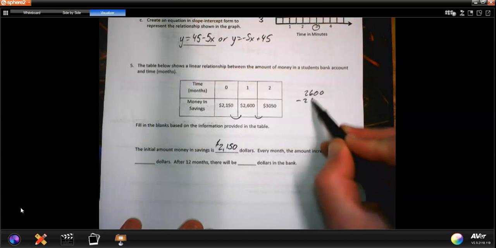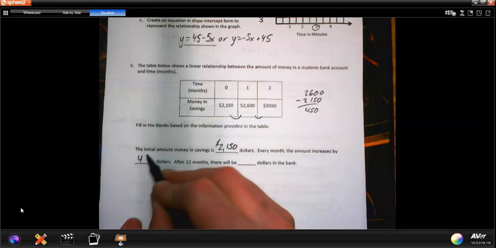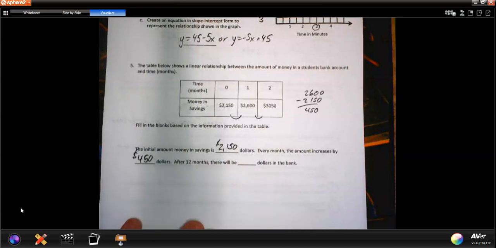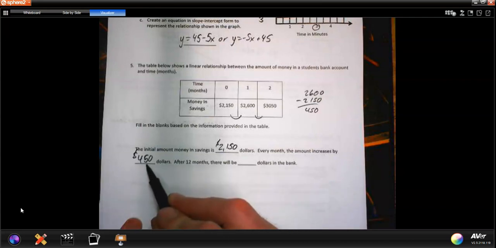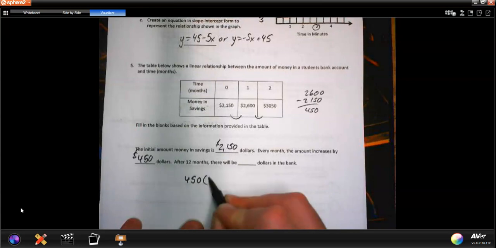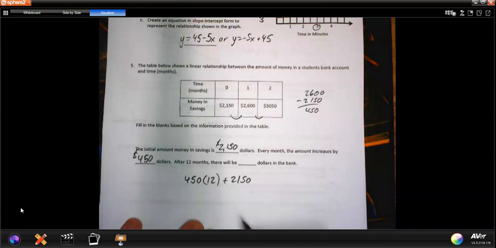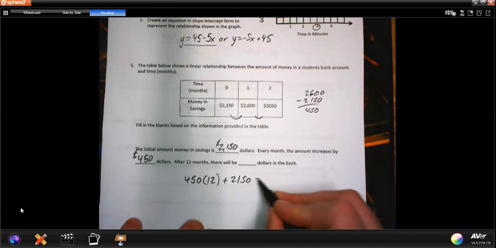2,600 minus 2,150. That's $450. So they're making $450 a month. That's not bad. So after 12 months, how much will there be? Well, if they're making $450 a month for 12 months, plus the original 2,150, that's $450 for 12 months plus 2,150.